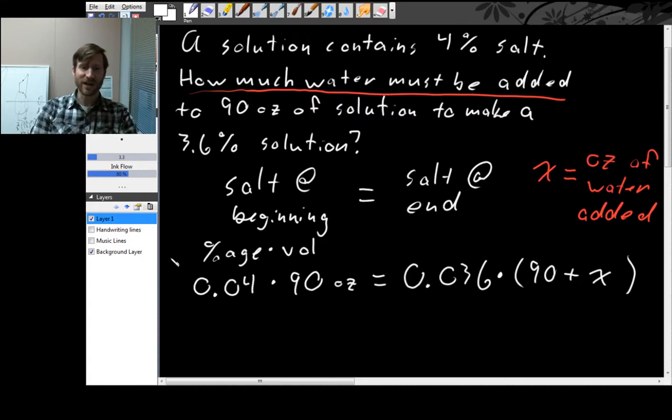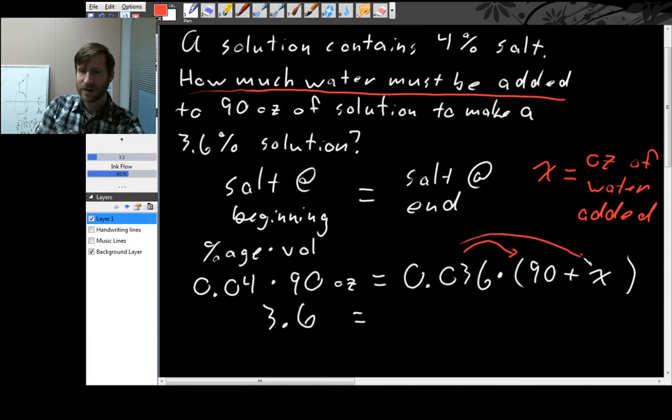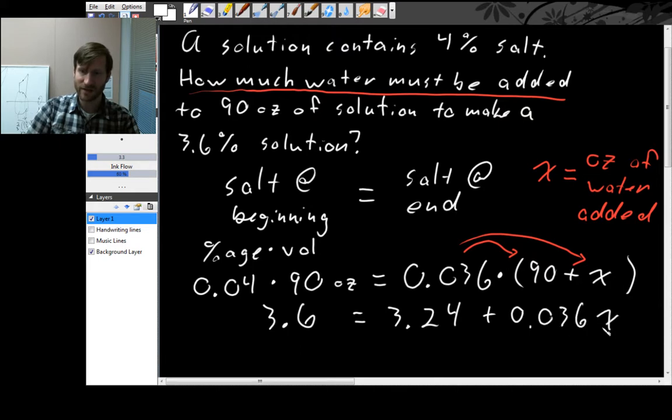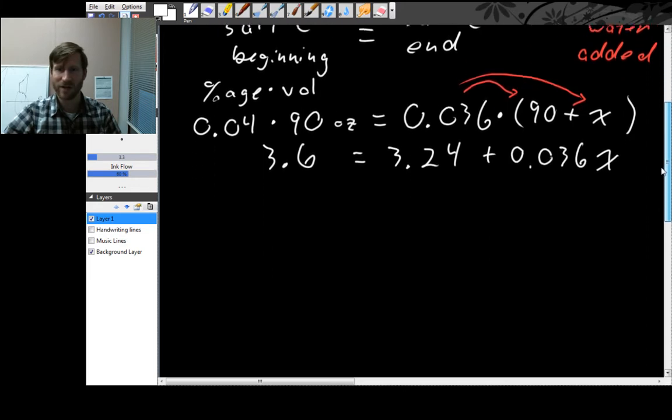So on the left-hand side, let's do this arithmetic. 0.04 times 90, I have my calculator here, is 3.6. And that's going to be in ounces. I'll leave the units off for now. On the right-hand side, we need to distribute this number here. So 0.036 times 90 is 3.24 plus 0.036 times X. Okay, we're starting to make progress.